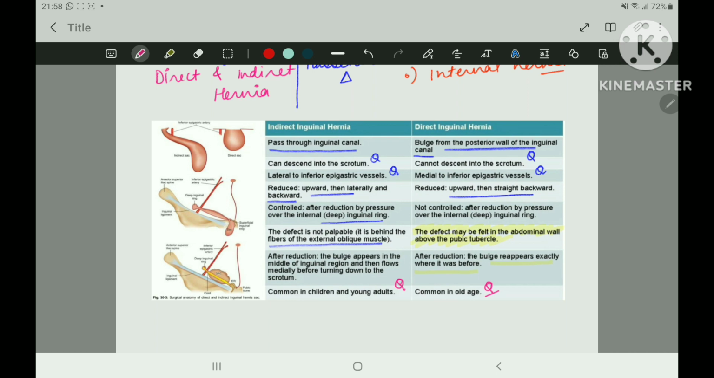So that's all for today. We'll talk about how to repair these hernias, the laparoscopic ways and the open repair of inguinal hernias, in the next topic or the next class.